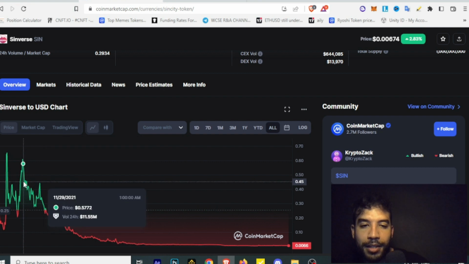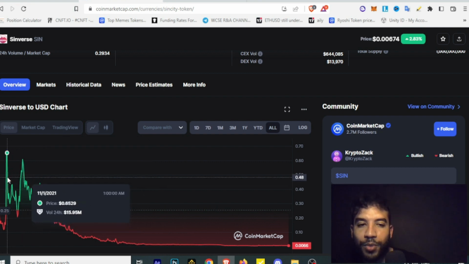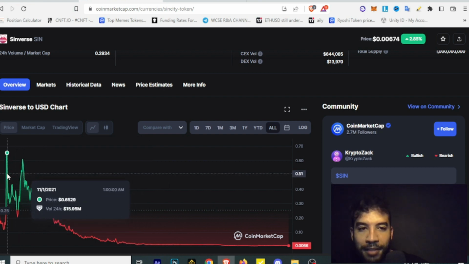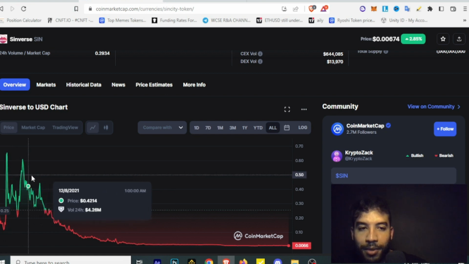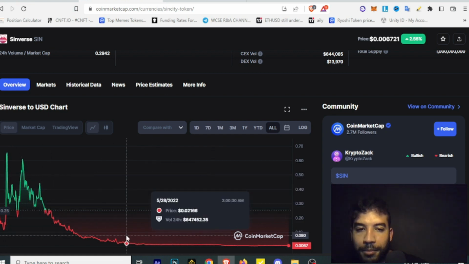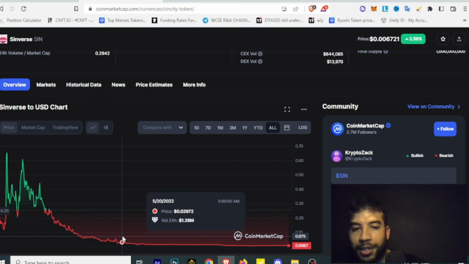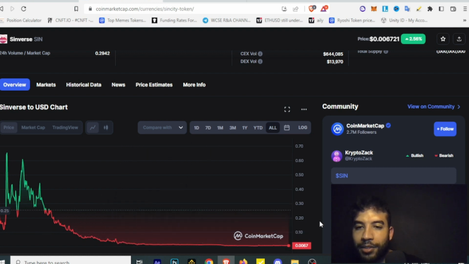Oh, this thing has been around for a while. From 2021, you can see it's already been wrecked. Without even checking, you can see that it's already been wrecked. So this thing has been flat from basically May 2022. Nobody's interested in this thing anymore.